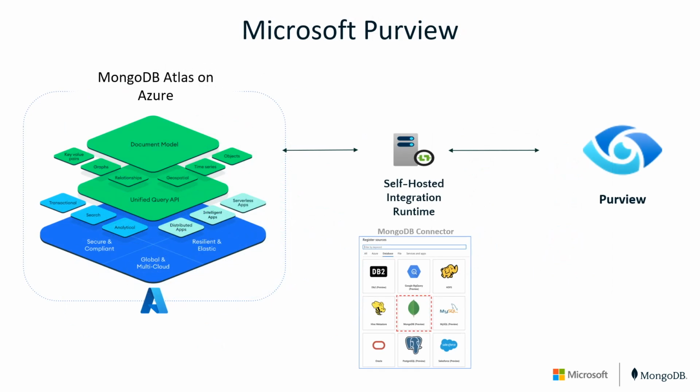Microsoft Purview provides a unified data governance solution to help manage and govern your on-premises, multi-cloud, and SaaS data. You can easily create a holistic, up-to-date map of your data landscape with automated data discovery, sensitive data classification, and end-to-end data lineage. The great news is that you can manage governance for your MongoDB Atlas via Microsoft Purview. All you need to do is to install a self-hosted integration runtime to connect.